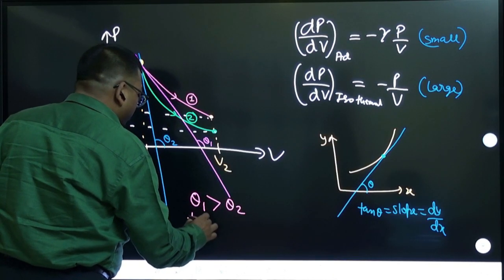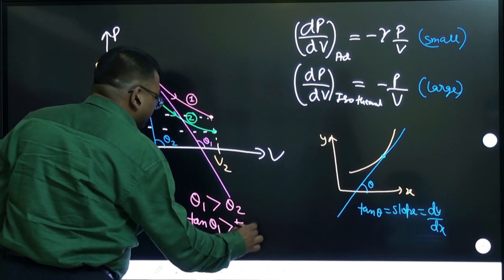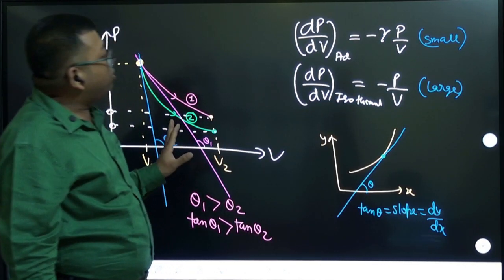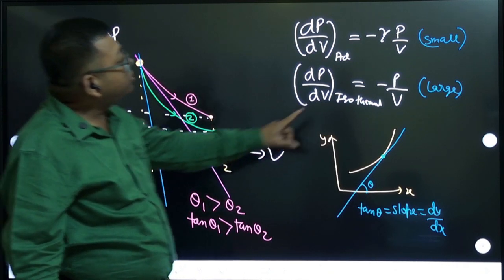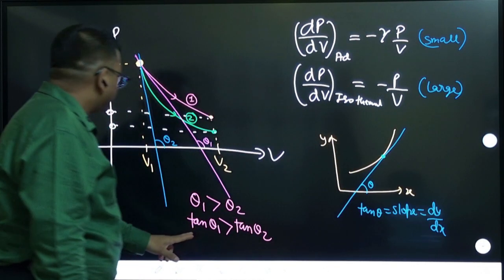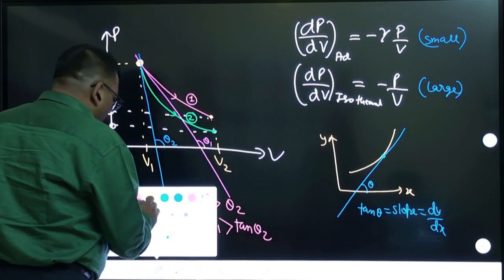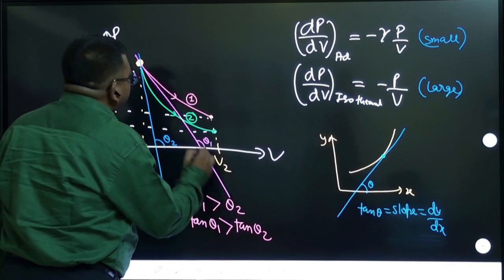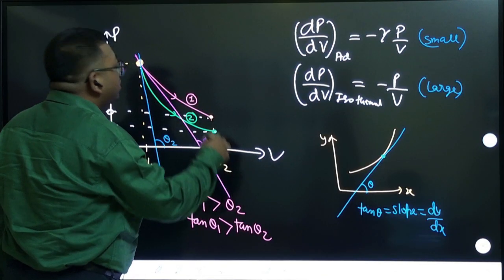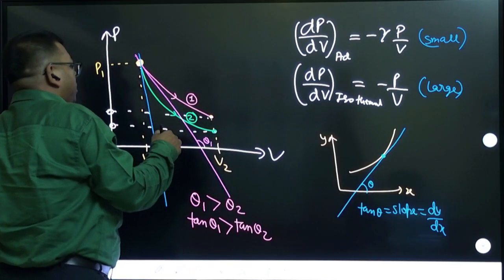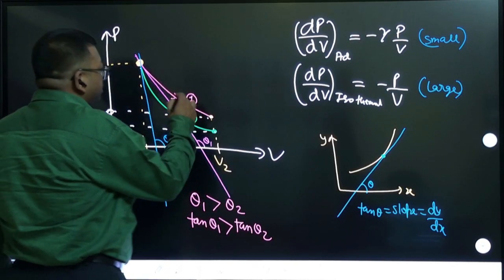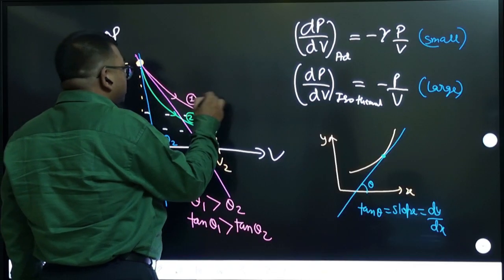So tan theta 1 is also larger than tan theta 2, and tan theta 1 is the slope. That slope is larger than this slope. So which slope is larger? Isothermal is larger than adiabatic. So definitely this first graph must have the large slope. Large slope means the first must be isothermal. Clear? Yes. First must be isothermal. So this slope is for this one now.